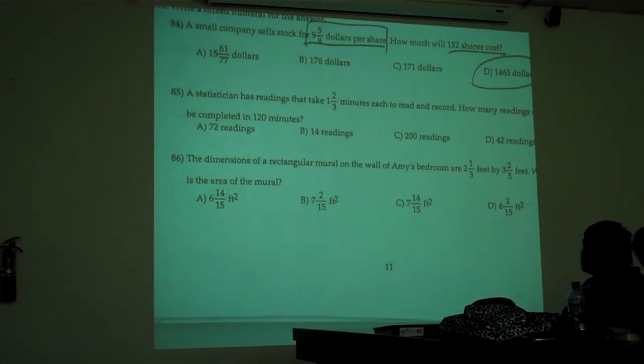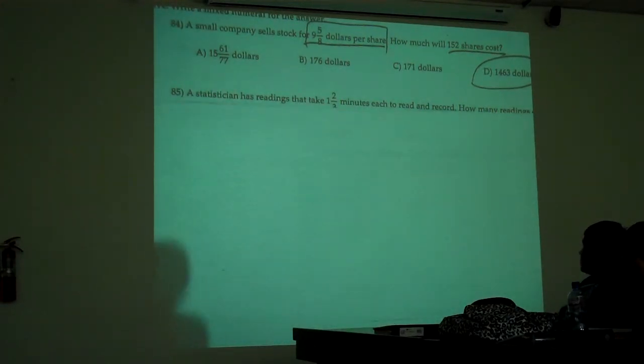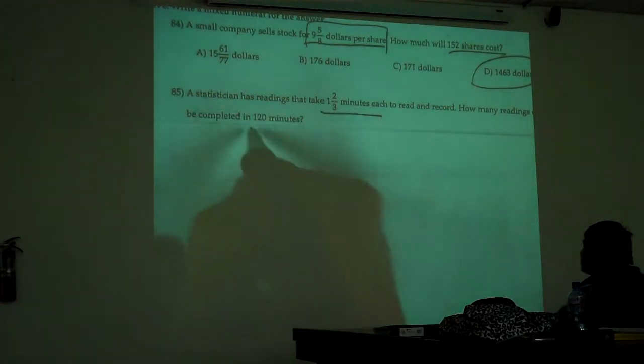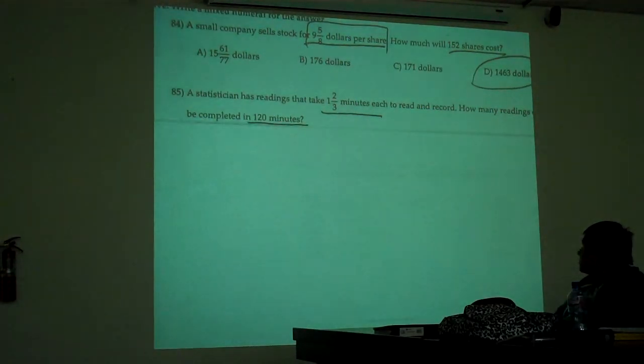Number 85. A statistician has readings that take him 1 2/3 of a minute each. How many readings can be completed in 120 minutes? Well, let's say, what if it took 2 minutes? If it took 2 minutes and you did 120 divided by 2, you could do 60. That makes sense, right? So somewhere around 60 should be your answer, if you kind of estimated it. For about 2 minutes, it would have been about 60 readings.